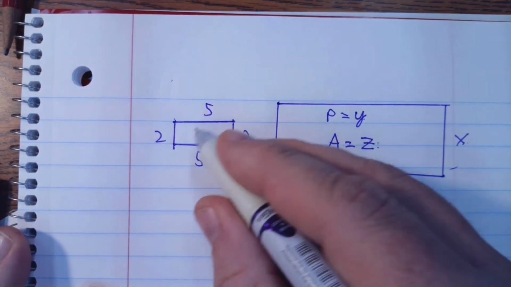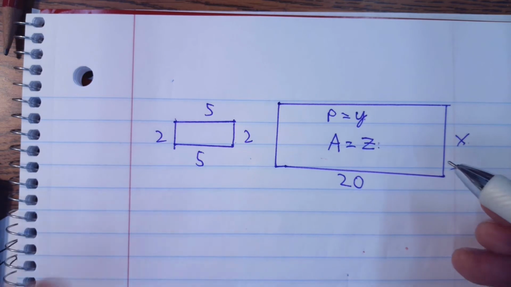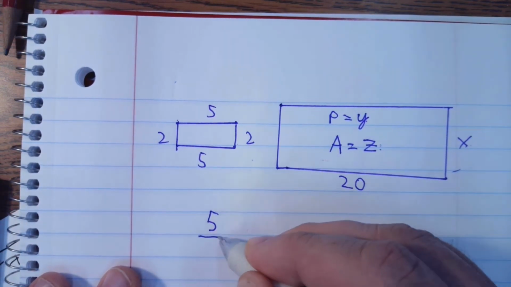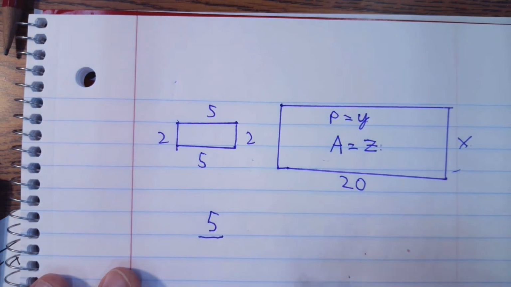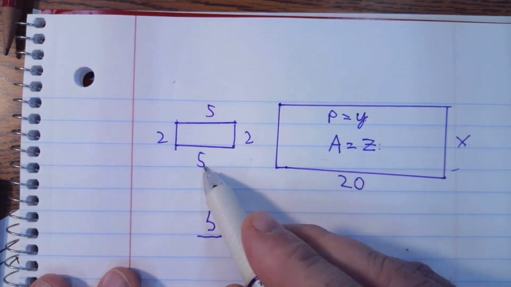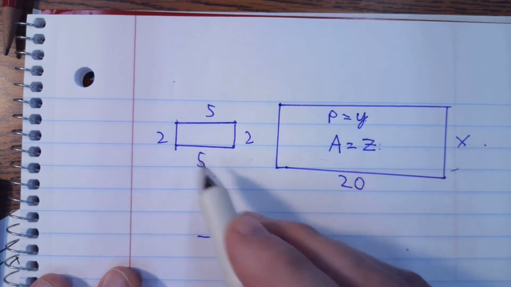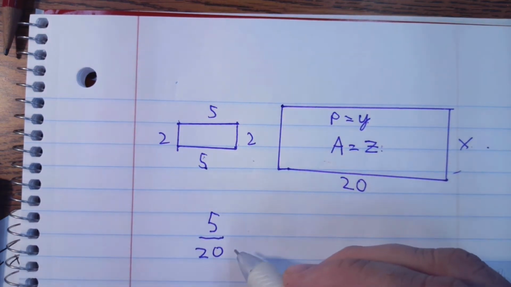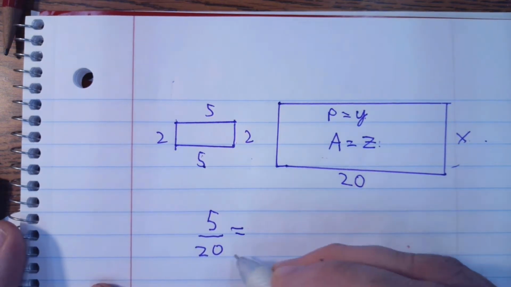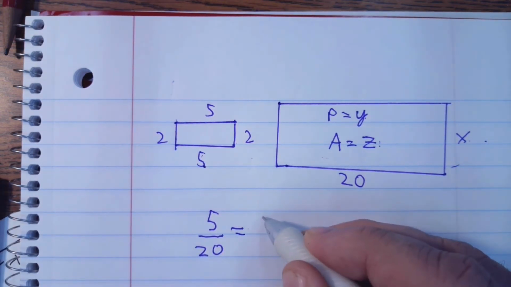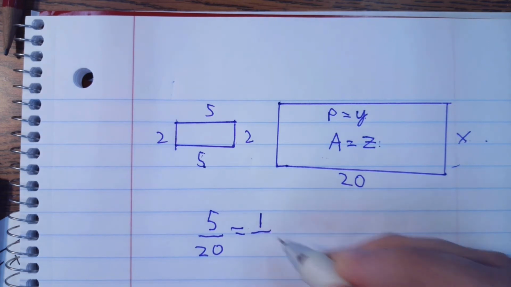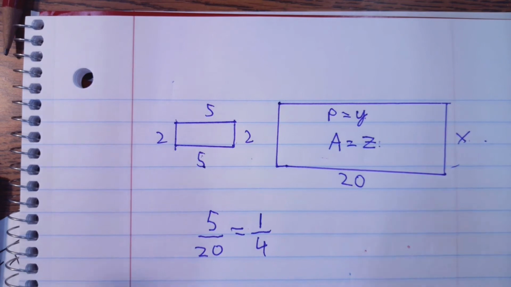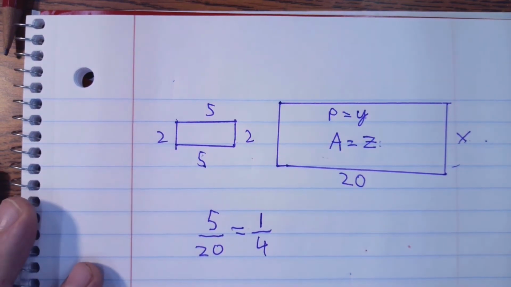Okay, so I need to set up a ratio. I need to find the scale factor. So I'm going to start with this shape. 5 over what would be my ratio of the two sides? What do you think 5 goes with? Does it go with x or does it go with 20? Okay, and I'm going to go ahead and reduce this into a scale factor. And so the scale factor for this would be 1 over 4. Now that I have the scale factor, I can find everything I need to know.